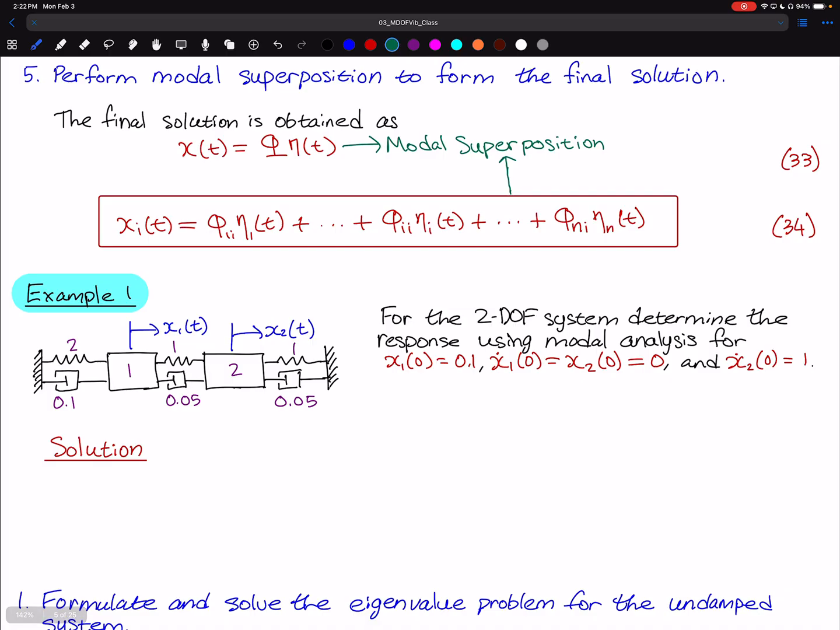So we're going to consider a 2-degree of freedom example shown here. We're going to determine the response using modal analysis. We are given non-zero initial conditions. The initial displacement of x1 is non-zero, the velocity of it is 0, and the initial displacement of x2 is 0, and then we have a non-zero initial velocity for the second mass.